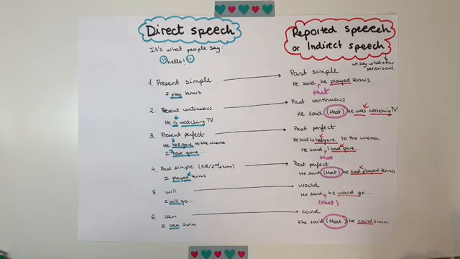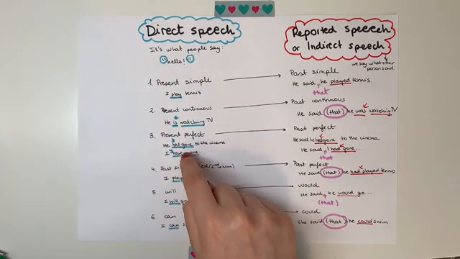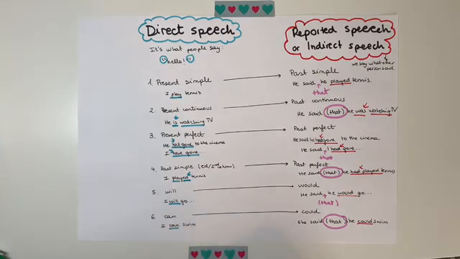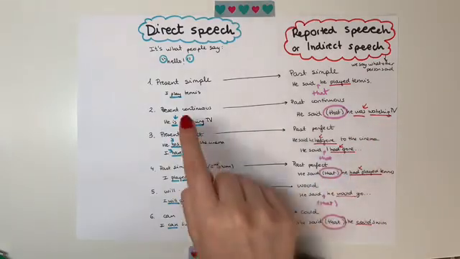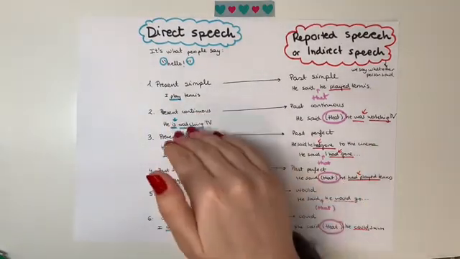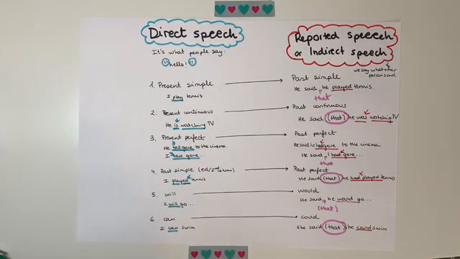So, what's the trick here? You just need to check the tense of the verb and think about which it is and how you can make it past. Present simple, past simple. Present continuous, past continuous. And you do the same for each of them.